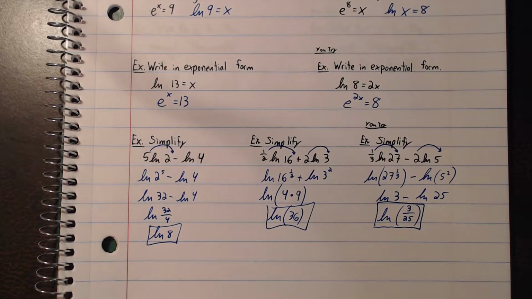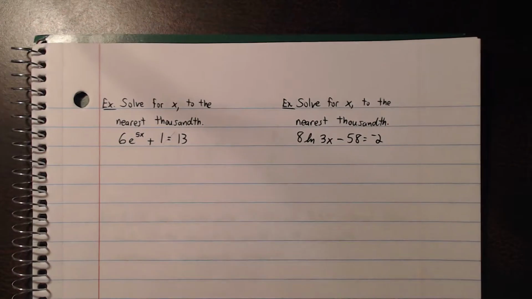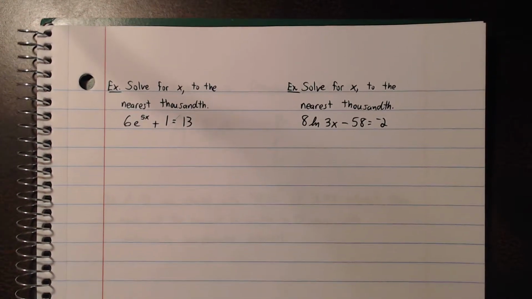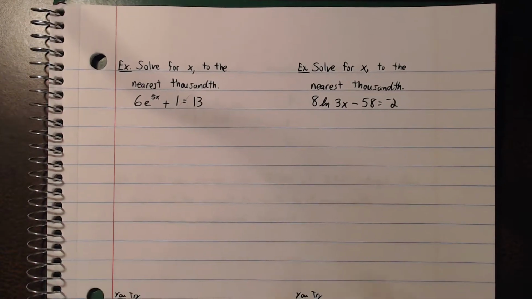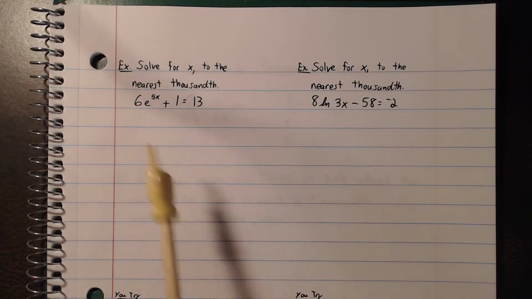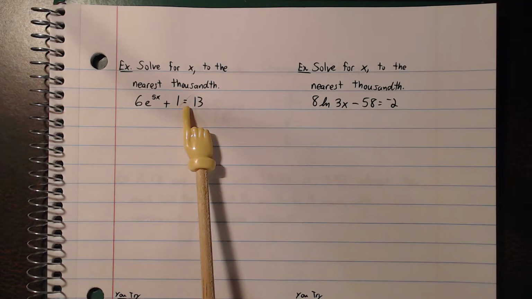Alright, we still got a couple other things that we can do with natural logs and e. For example, because natural logs and e are inverses, we can actually use the opposite of what's there to help us solve. What does that all mean? I know that kind of sounded confusing, but let's take a look at an example, right? They want us to solve for x, round to the nearest thousandth, so 3 decimal places. In this equation, we have 6 times e to the power of 5x plus 1 equals 13.